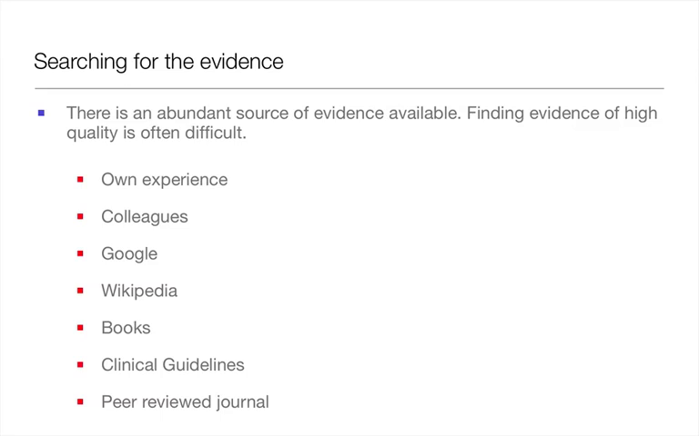First and foremost, I guess, is our own experience based on previous cases. You might also ask your colleagues about their experience with particular cases. And then you might want to try and search different resources, and this might include things like the internet, Google or Wikipedia, or you might have a look at some books which have published information about the best way to manage particular diseases. Or you might look at clinical guidelines which are constantly updated based on the best evidence available. But ultimately, if you want to look at the most up-to-date, relevant evidence, you need to look at a peer-reviewed journal.